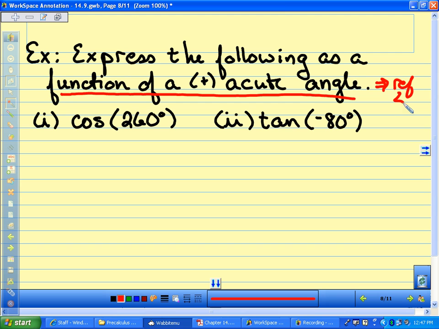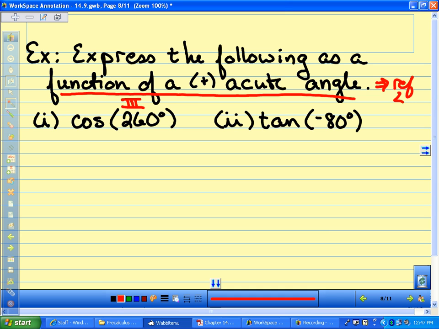Okay. So 260, that's easier. Can we clearly determine what quadrant 260 is in? Yeah, where's 260? 260 is quadrant 3. So if we want to express this as a function of a positive acute angle, we first have to determine what quadrant we are in. So I always like to put the quadrant right above the angle. And now that quadrant is going to tell me 2 things. It's going to tell me about the sign of my function, and it's going to tell me how to find reference.